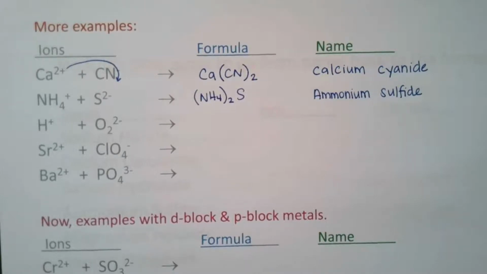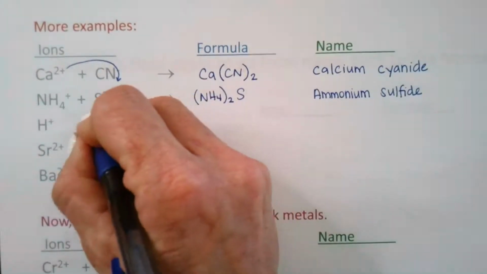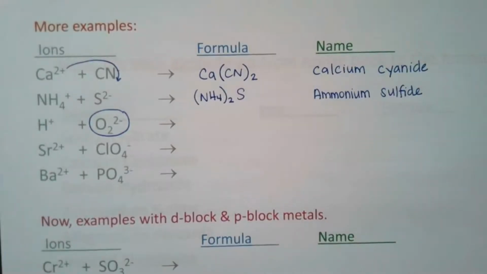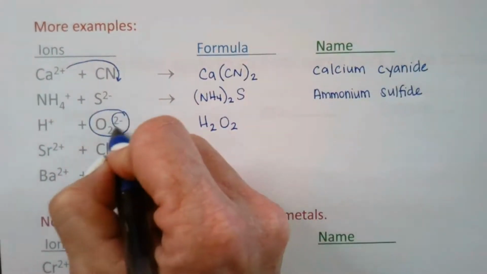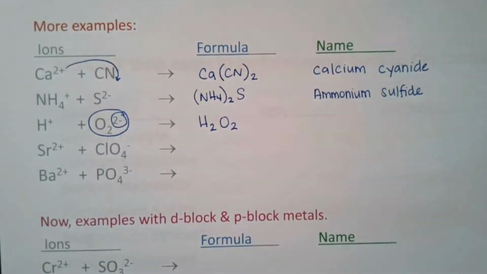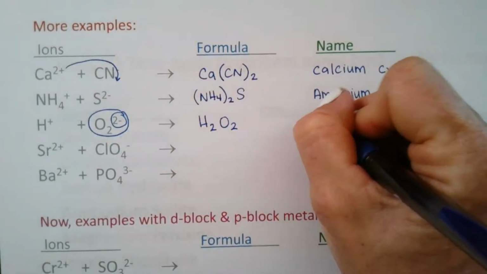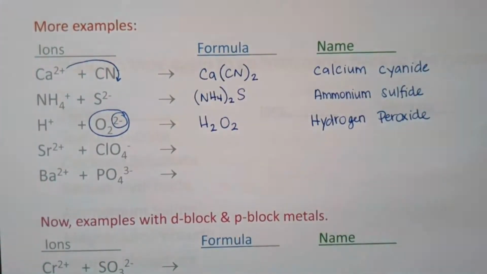For our next one, H plus and O2 2 minus, remember this guy right here, O2 2 minus is peroxide. I let you guys know that earlier in this video. When we crisscross these, we end up with H2O2. This 2 becomes the subscript for hydrogen, H2O2. And this guy's name is hydrogen peroxide. And you probably know about hydrogen peroxide. You have it in your first aid kit. You know that hydrogen peroxide kills bacteria. And so if you have a cut that seems to be infected, hydrogen peroxide is a good thing to use to try to clear that up.